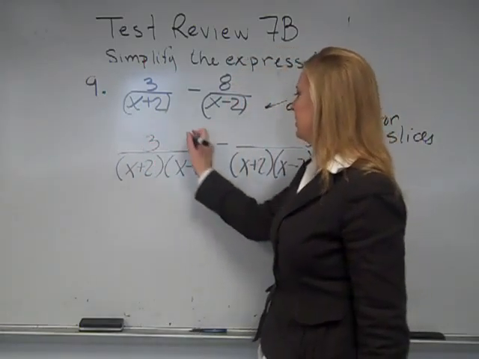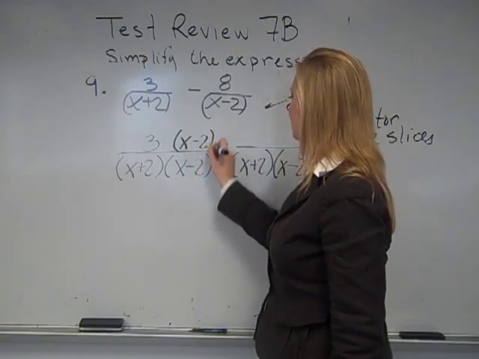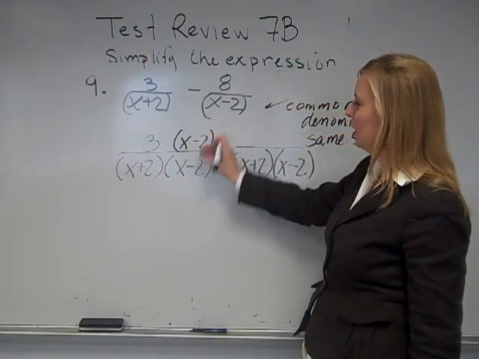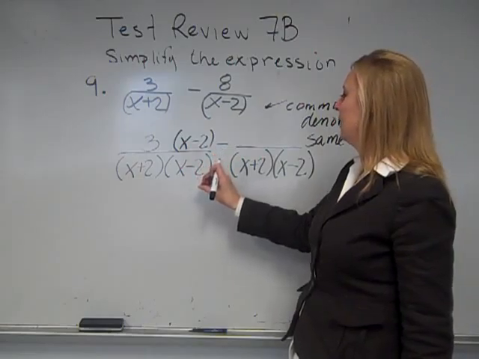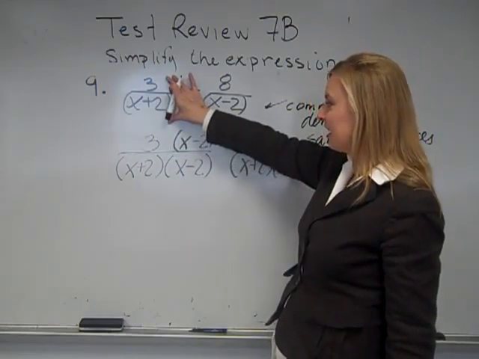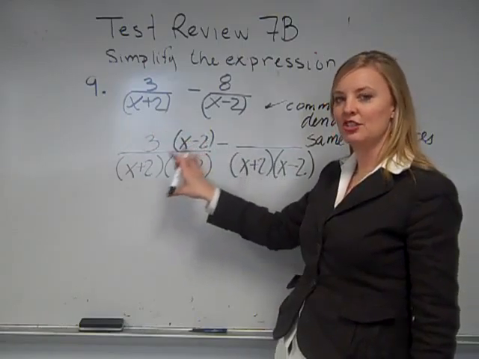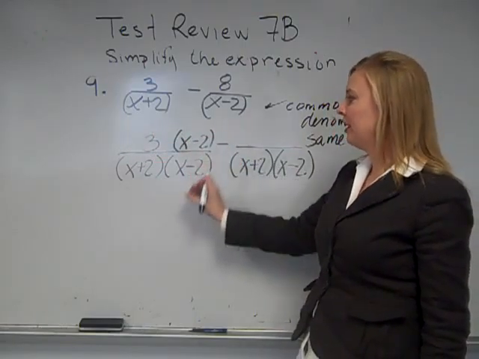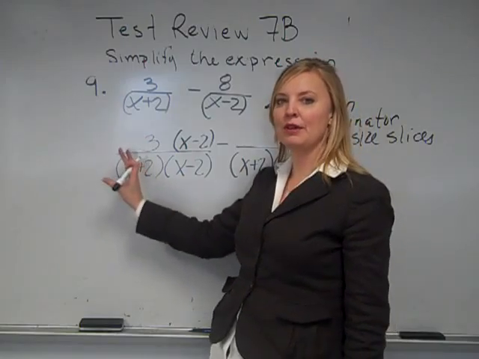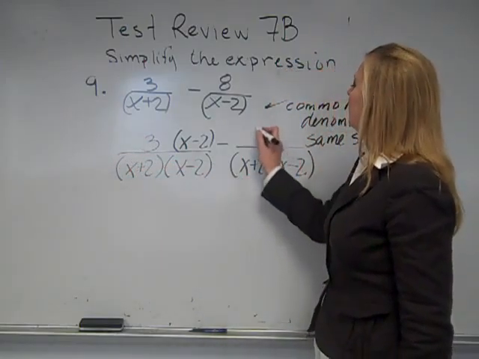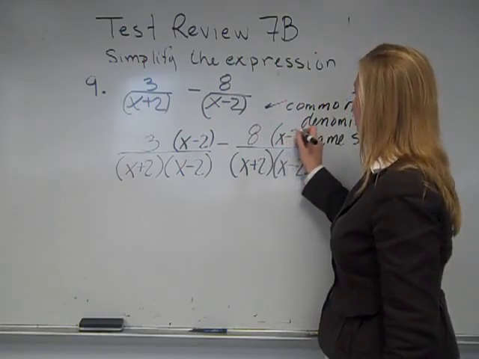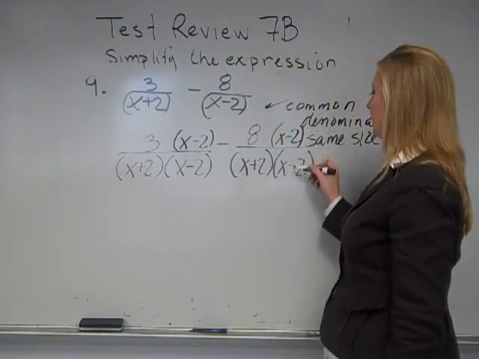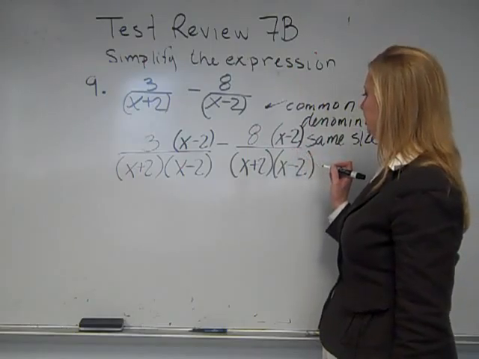If I take this 3 and I multiply it by x minus 2 divided by x minus 2, remember this is one whole, then I still have the same fraction, it's just expressed differently, it's just written differently. Because multiplying by 1, you still have the same as what you started with. Here I would take this 8 and multiply it by x minus 2. X minus 2 divided by x minus 2 is one whole.